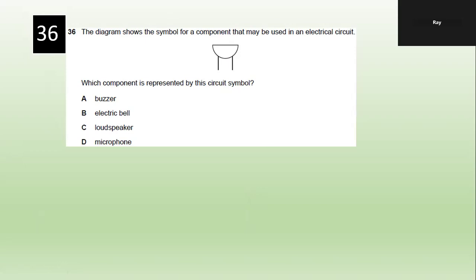Speaker. Say again. This one should be a loudspeaker. No. Buzzer. Oh, go into your syllabus. All the symbols you need to know. First is the syllabus. They give you a list of symbols that you need to know.